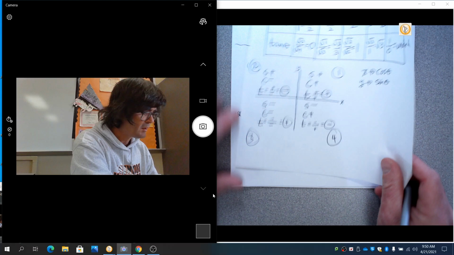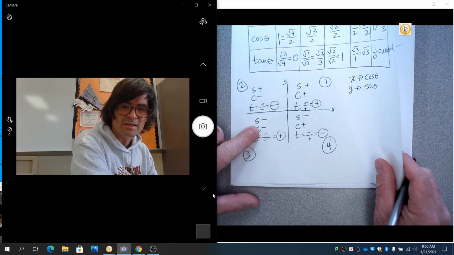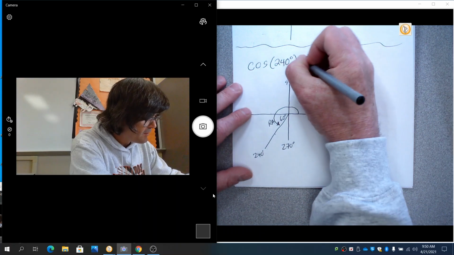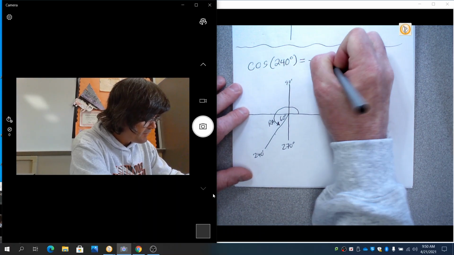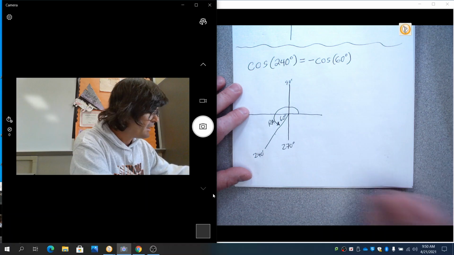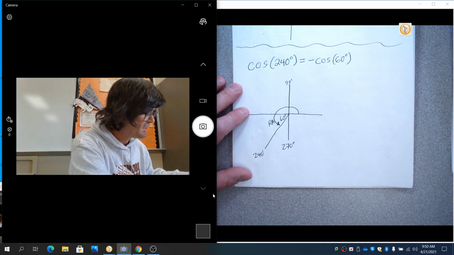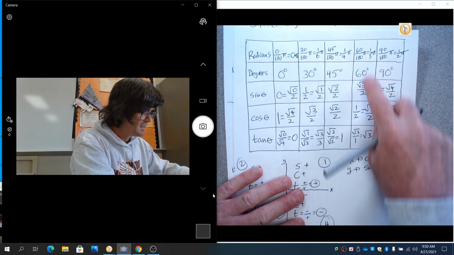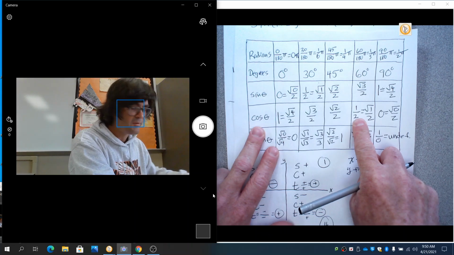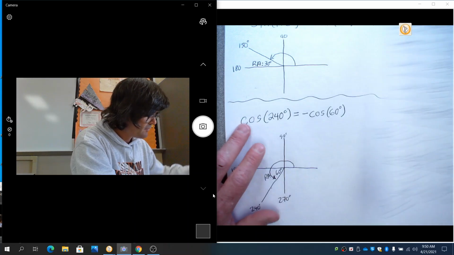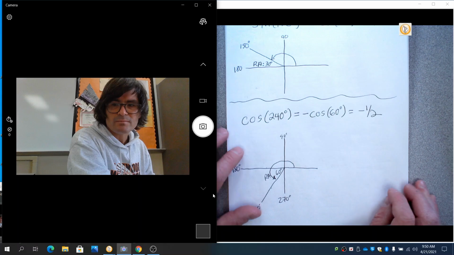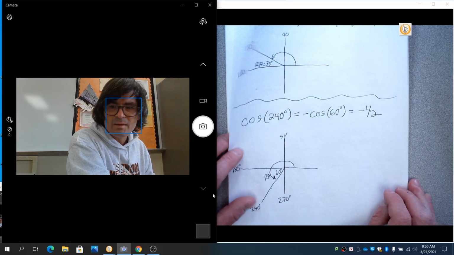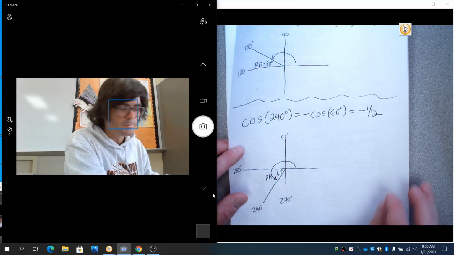the x-axis. And cosine, if you remember cosine in my chart in the third quadrant, it was negative. So this is going to be, first of all, negative cosine of 60. And cosine of 60 from your chart, here's cosine, here's 60, that's 1/2. So this is negative 1/2. Let's do one more, then we'll do the unit circle.